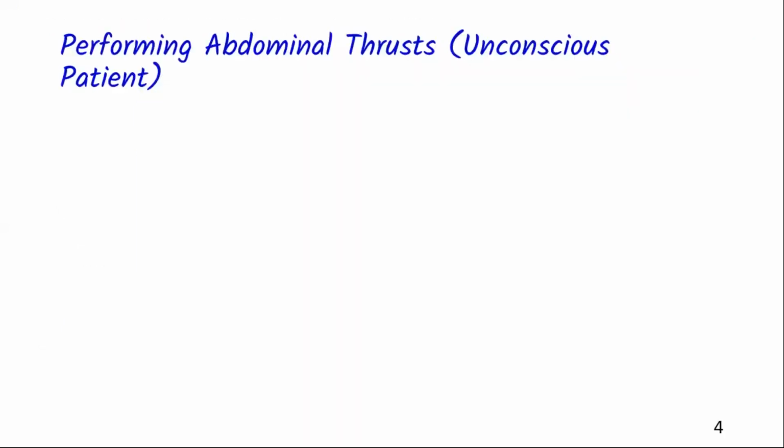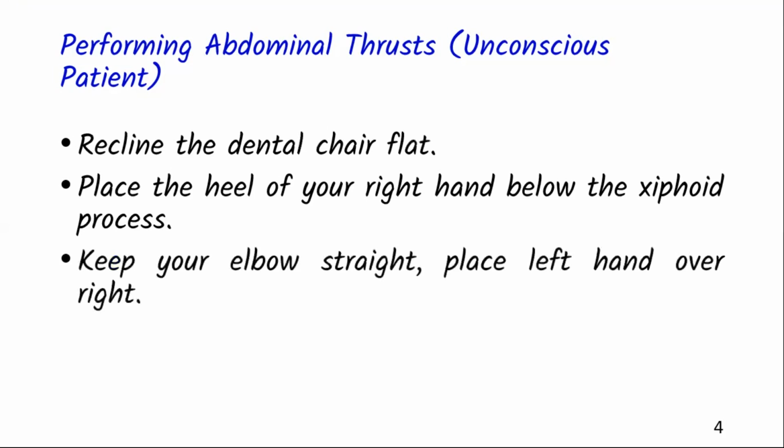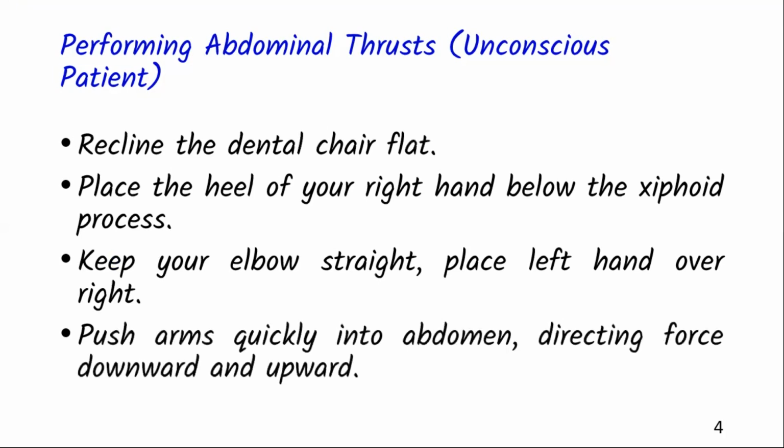You must know how to perform abdominal thrusts on an unconscious patient with a blocked airway. First, recline the dental chair flat. Next, place the heel of your right hand on the patient's abdomen below the xiphoid process. Keep your elbow straight and place your left hand over your right hand for extra force. Push your arms quickly into the abdomen, directing the force downwards and upwards.